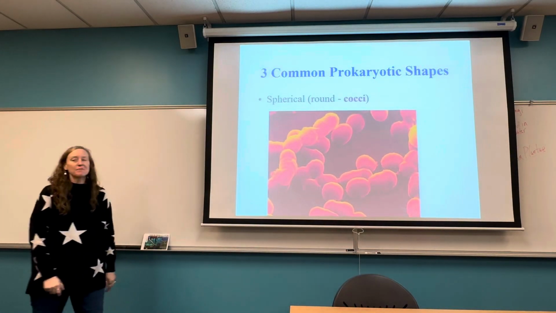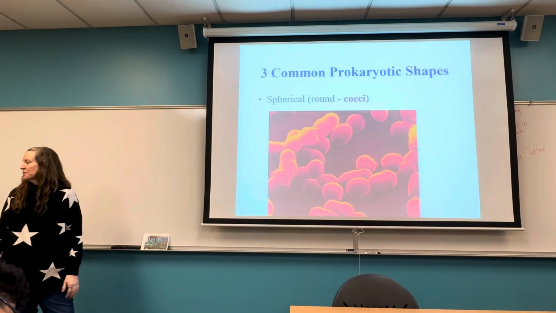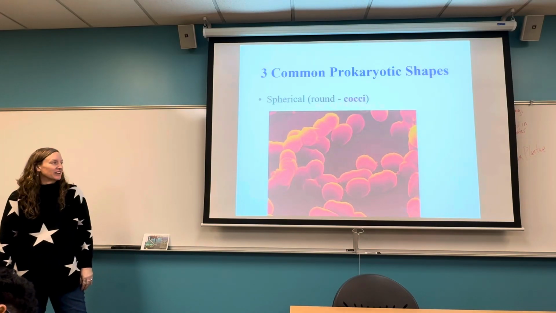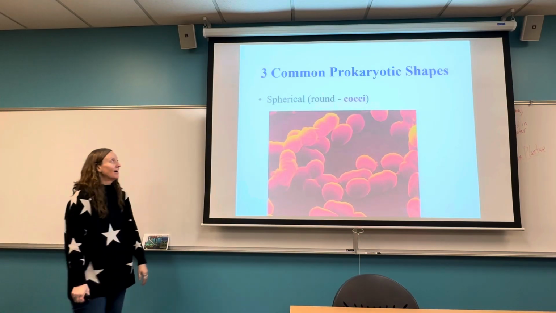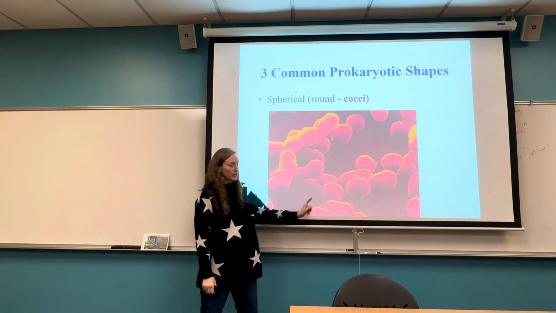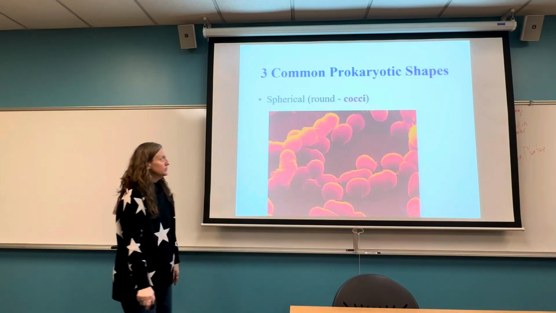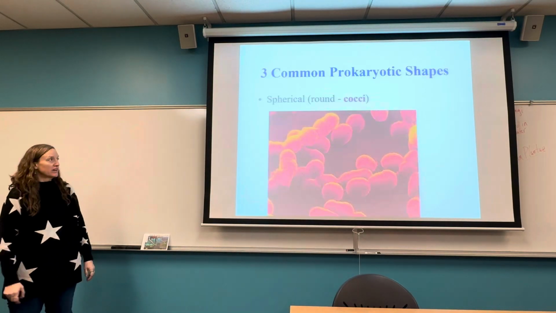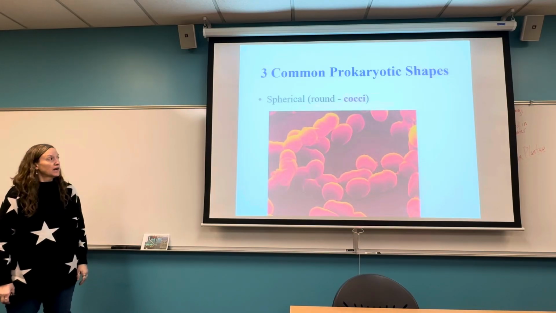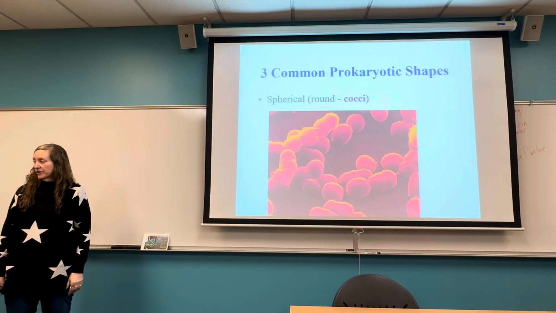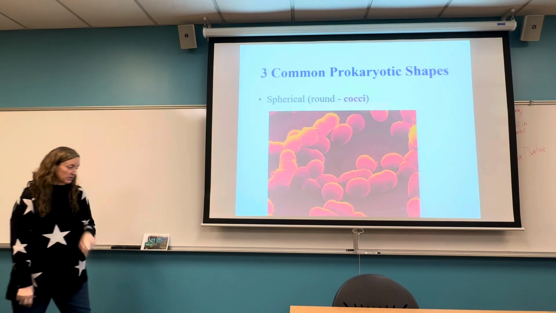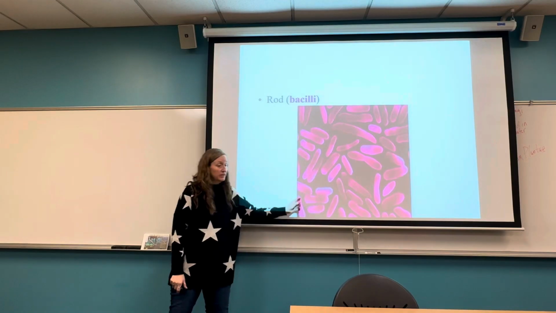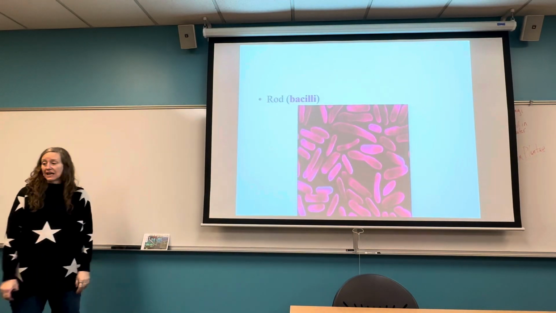All right, there are 3 common shapes. There's certainly more diversity in this, but this is a general overview class. So, 3 common shapes. One is spherical or round. We call them cocci. Sorry, I went fast for that. Cocci are the round bacteria, spheres, spherical. The rod-shaped bacteria are called bacilli.